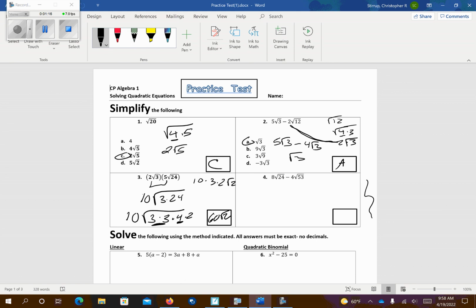Number 8, I need to break down root 24. We already broke down root 24. Root 24, think about 24, is 4 times 6. And then root 53, let's see, does 53 break down? Well, that's going to give me a 2 outside, so that's going to give me 16 root 6. 53 is not going to break down any further, so it's just going to be this for an answer. And that whole thing is our answer.